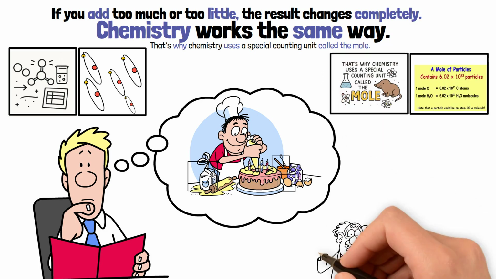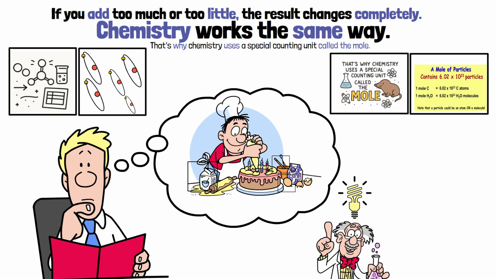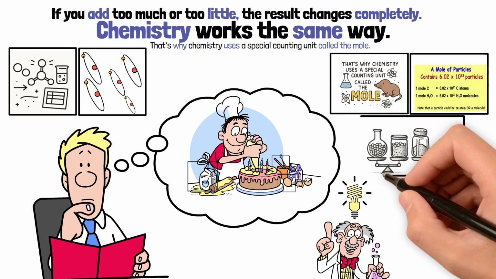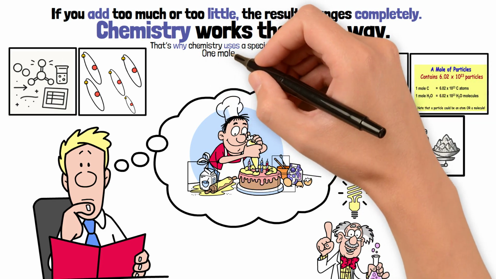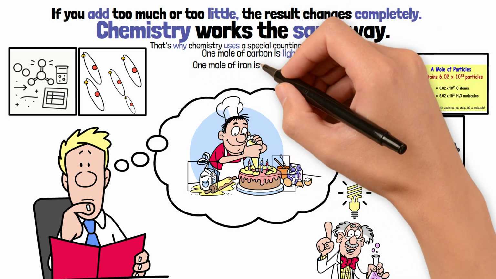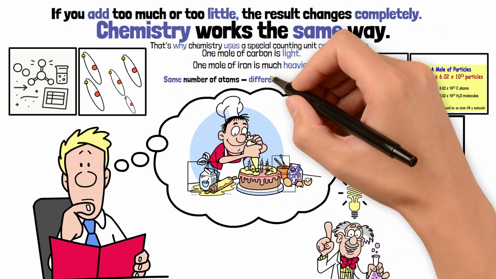Here's something even more interesting. Different substances have different masses, even if they contain the same number of particles. That's where molar mass comes in. Molar mass tells you how heavy 1 mole of a substance is. 1 mole of carbon is light. 1 mole of iron is much heavier. Same number of atoms, different total mass.